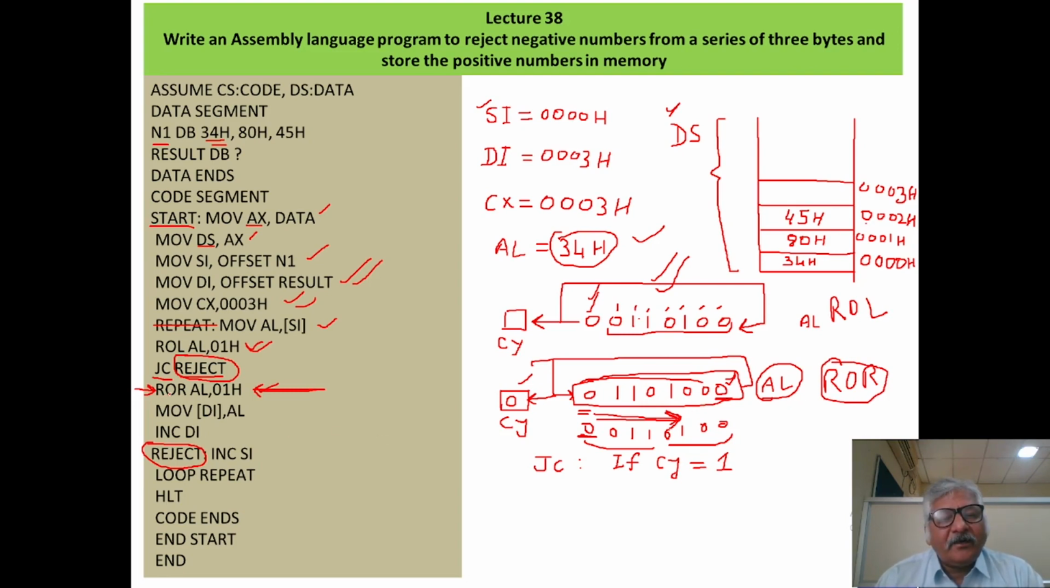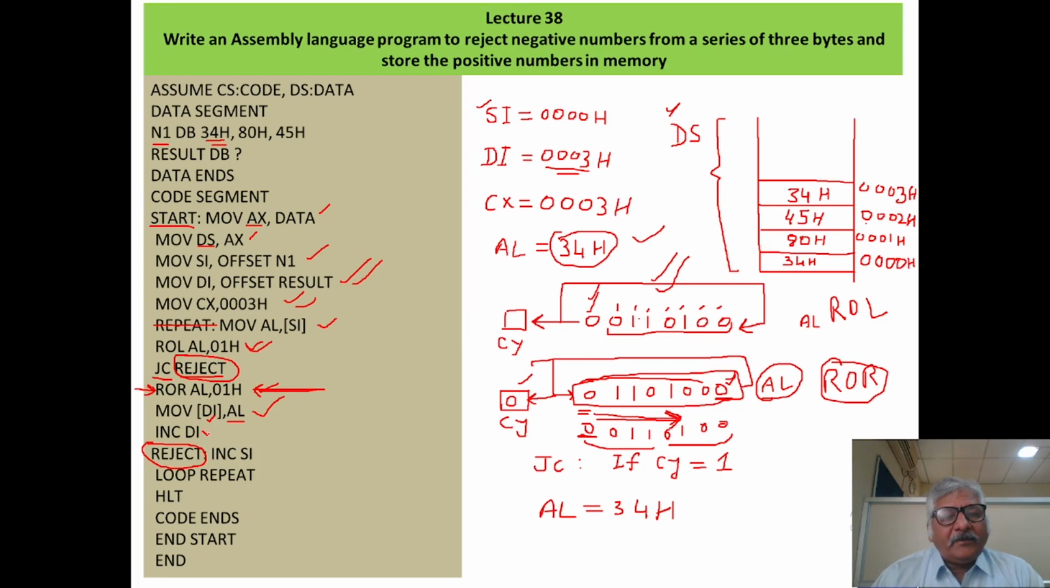That's why this instruction is there, ROR AL, 01H. With this, the value of AL will again become 34H, and this is our first positive number. And this instruction, MOV [DI], AL, will load the value of AL at the memory whose offset address is defined by DI. In DI what do we have? See here, 0003. So at 0003, 34 will be stored. This is our first positive number.